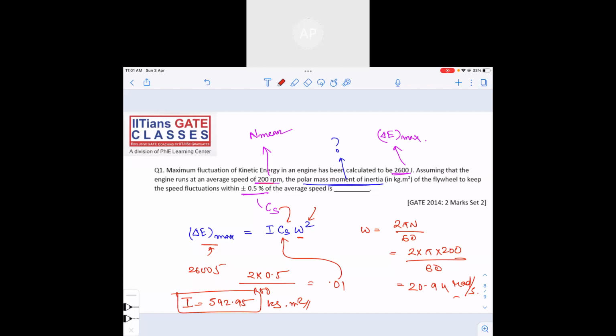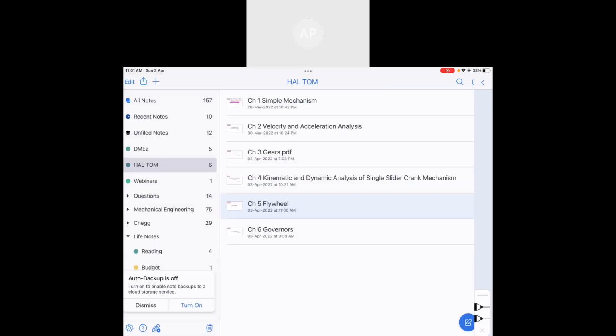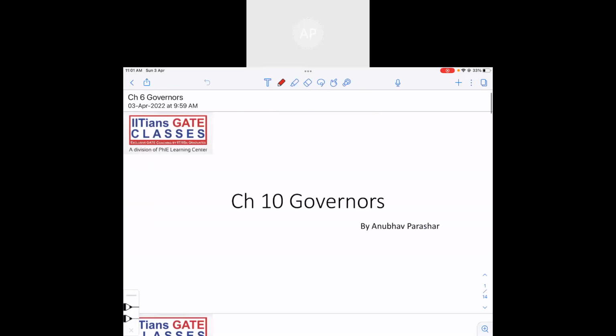Okay, fantastic. So now, to start, what is governors? Again, we will not take 1 hour. We should be able to complete it within 1 hour. Not even, I think in half an hour we should be able to complete it. Let's see.